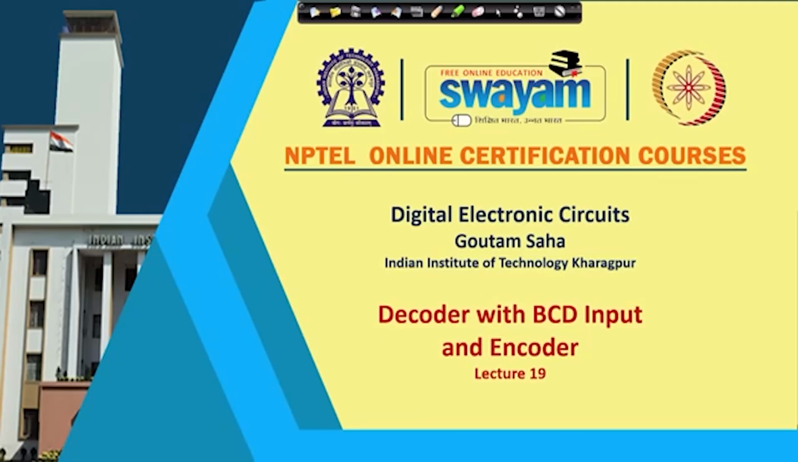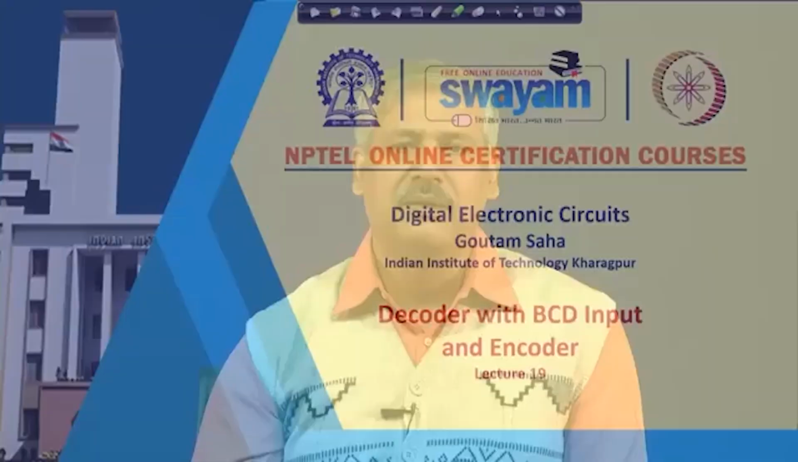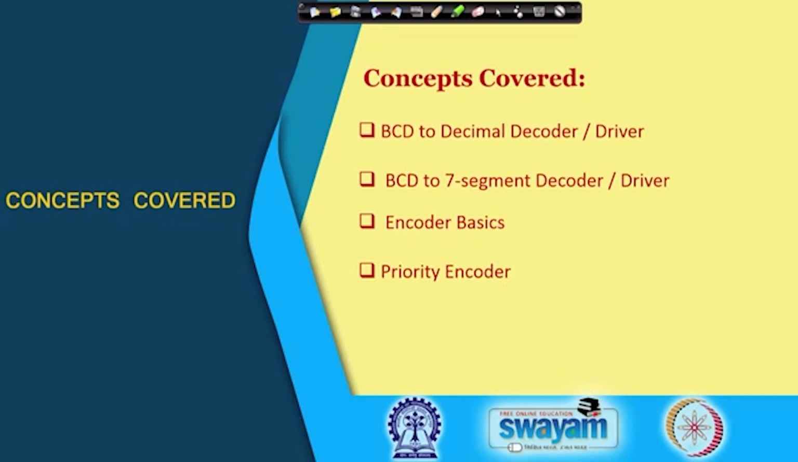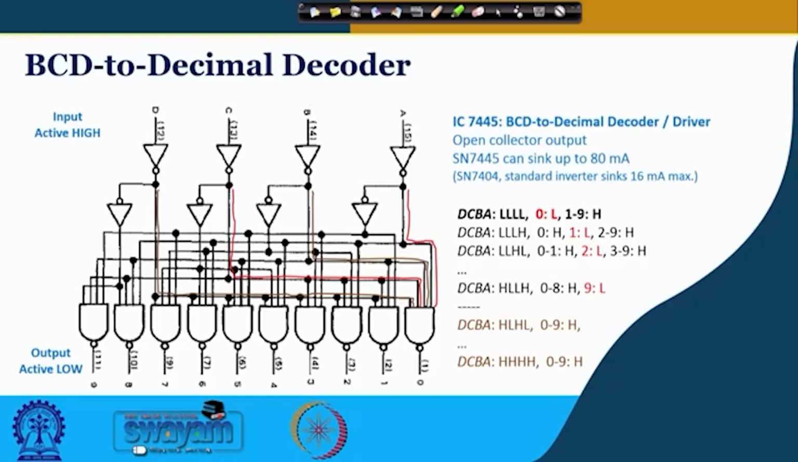Hello everybody. In the last class we discussed demultiplexer and decoder. We had seen how a demultiplexer can also be seen as a decoder by appropriate connection of the data input and the strobe input. Now we extend the discussion from there, where we started understanding how a decoder works, to decoding for BCD input, and then we shall discuss the encoder. So these are the concepts that we shall cover in this particular class.